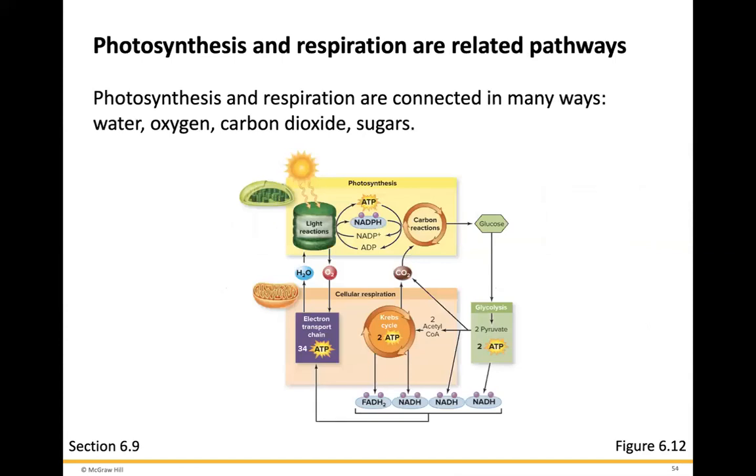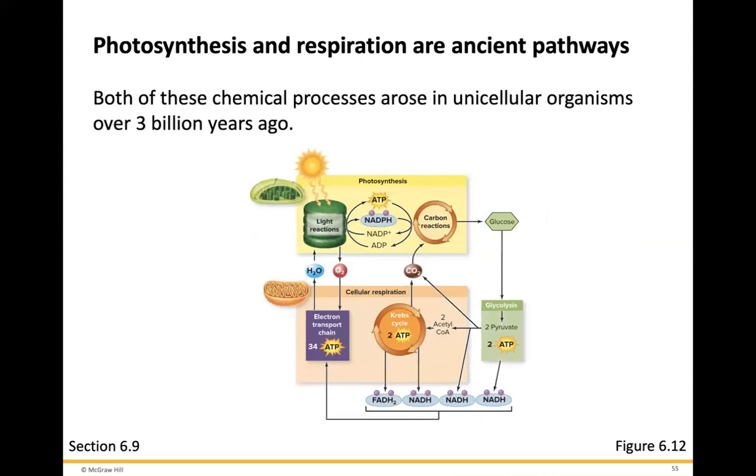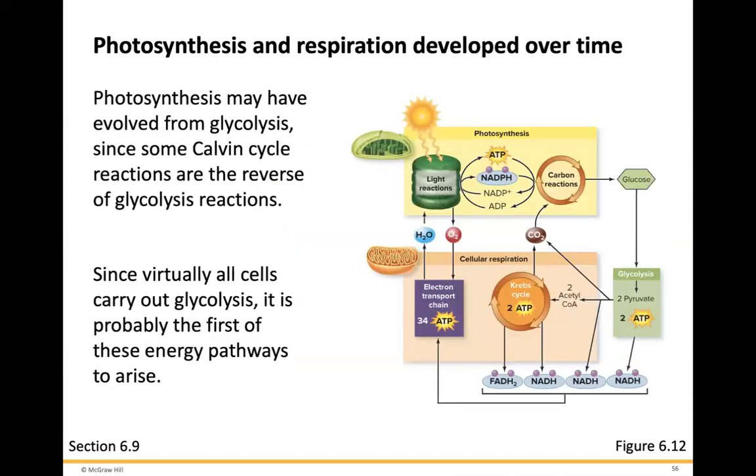Now, photosynthesis and respiration are related pathways. Photosynthesis and respiration are connected in many ways: water, oxygen, carbon dioxide, and sugars. Both of these chemical processes arose in unicellular organisms over 3 billion years ago. Photosynthesis may have evolved from glycolysis, since some Calvin cycle reactions are the reverse of glycolysis. Since virtually all cells carry out glycolysis, it is probably the first of these energy pathways to actually arise.